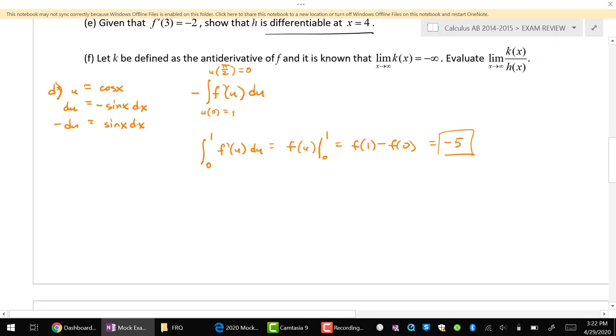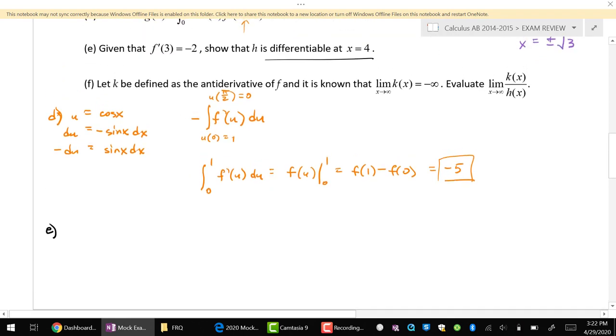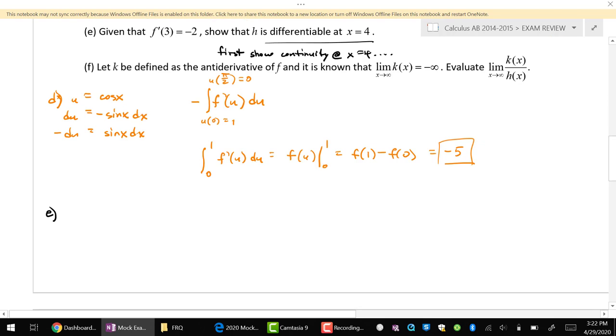I'm going to go down to the part of the proof where we're actually going to prove differentiability. So first, show continuity at x equals 4 using our 3 criteria. But then to prove that the function h is also differentiable at 4, we need to analyze both the left and the right-sided limits as x approaches 4 of the derivative h prime.